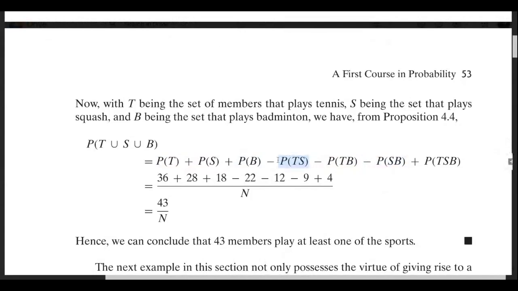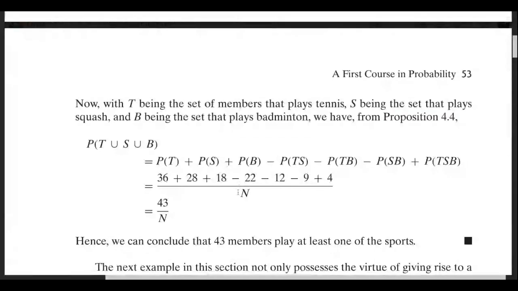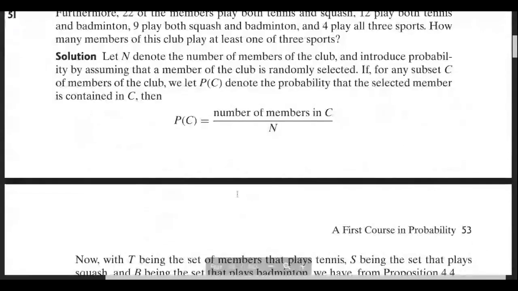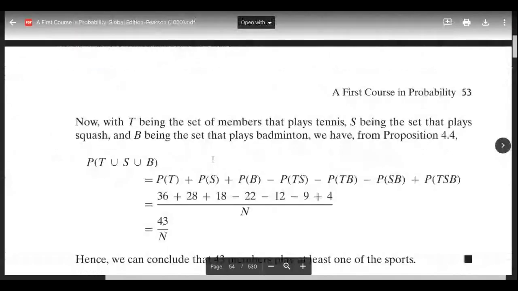Then, however, here we may have people who play 3 sports, also here, right? So TS, TB, and SB. That means we need to add back the members who play all 3 sports, which is Proposition 4.4. So in this case, just plug in all those numbers given, right? Then divided by how many people in total? 36 members, right? 36 members. So divided by 36. Oh, hold on. What is this N?